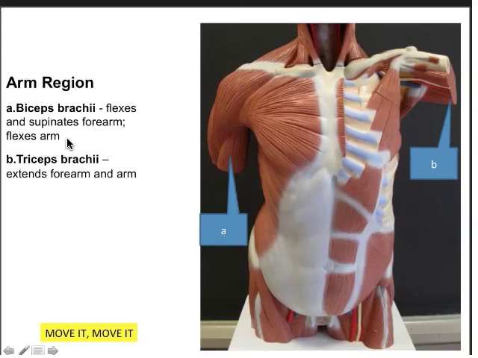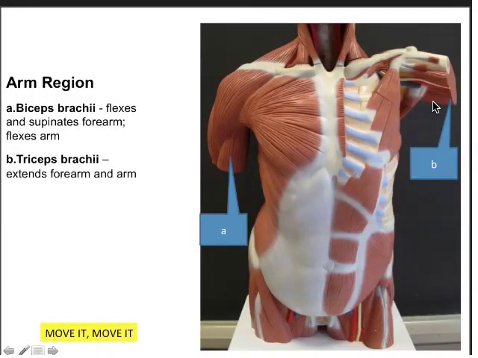Okay, so if we were to define those, flex and supinate the forearm. Well, flex the forearm means what? It means to basically bring your forearm, to bend your elbow, essentially, from anatomical position. To supinate the forearm, you would stand in anatomical position with your palms facing forward, and then you would turn it so the back of your hand faced forward. Okay, that would be supination. And then the triceps brachii is a three-headed muscle. That's why it's called tri. And it's on the back part of the brachial region, the back part of the arm.